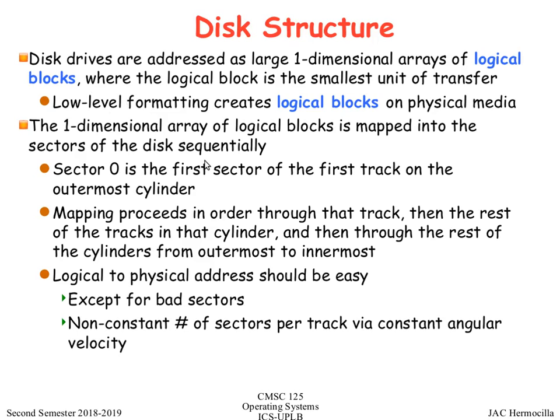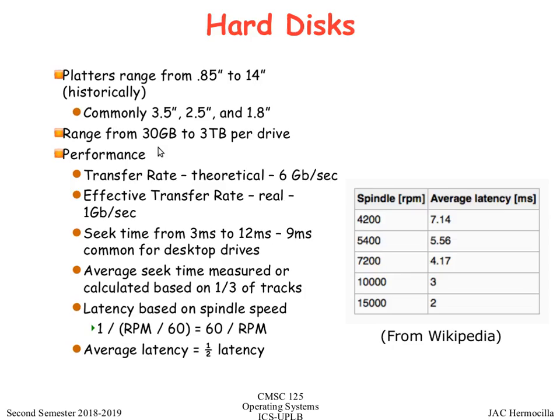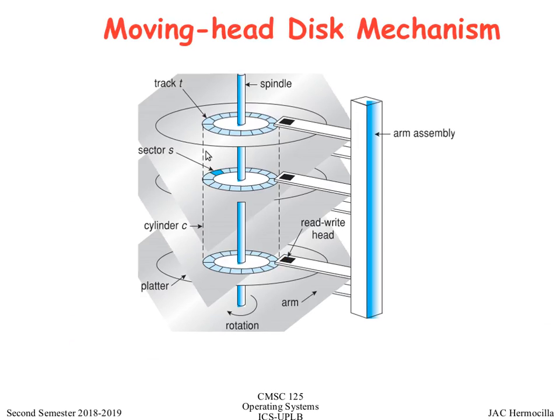The one-dimensional array of logical blocks is mapped into the sectors of the disk sequentially. So you need to have some mapping. As you've seen here, this is the physical division of the disk. Let's say the sector size is 512 bytes. That's the minimum.